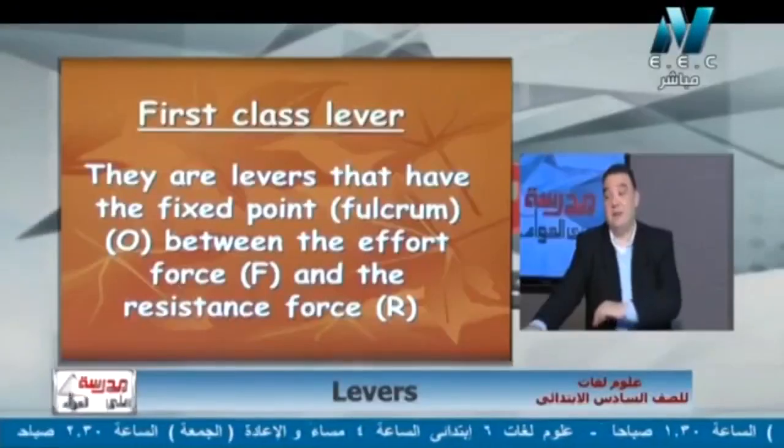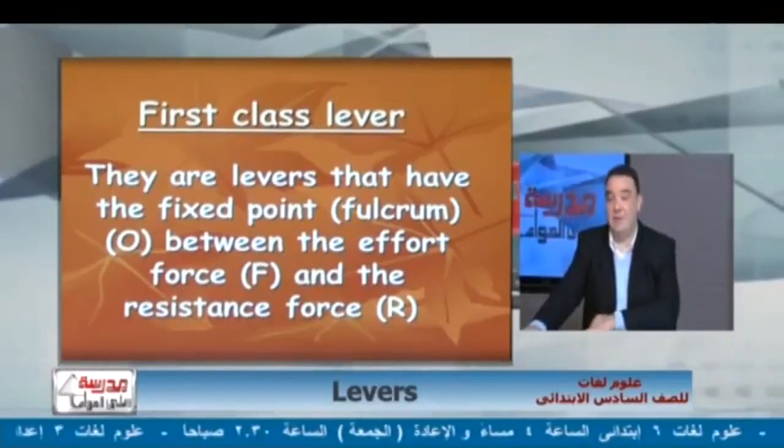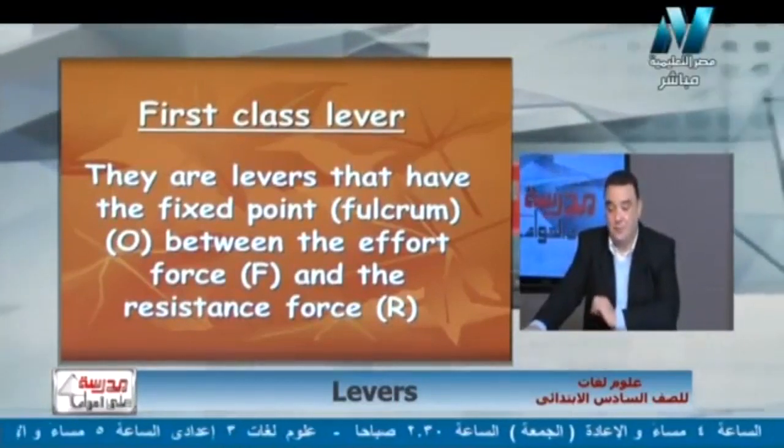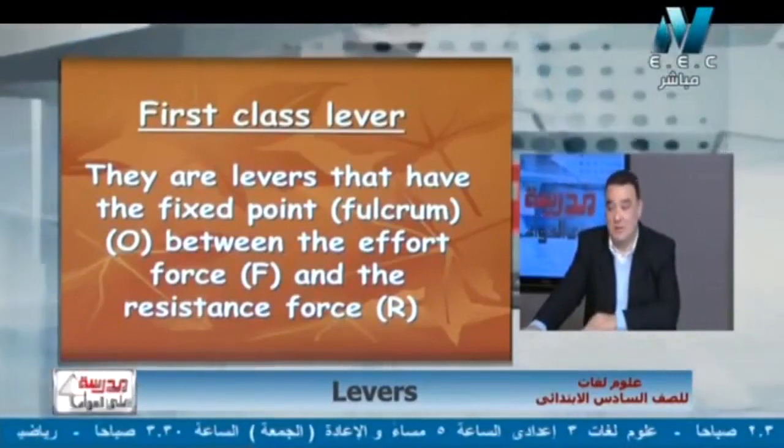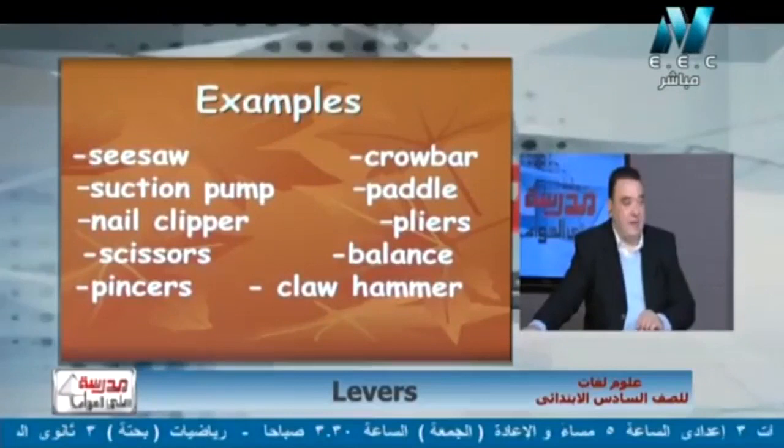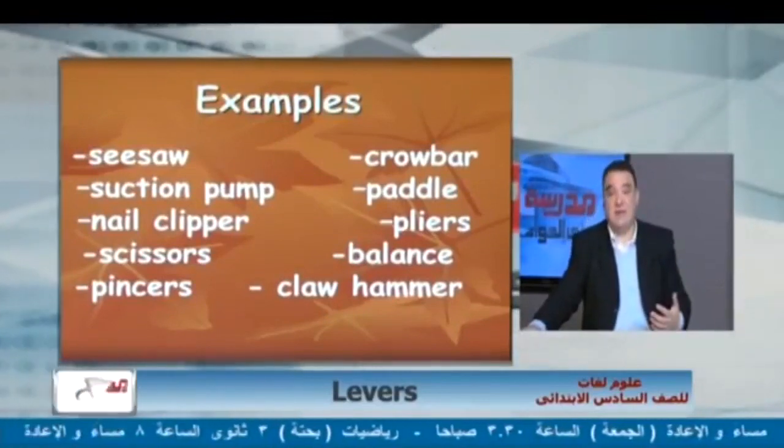So now let's practice this important point in our lesson today. Let's practice determining the type of lever: first, second, third lever. First class levers are levers that have the fixed point, the fulcrum O, between the effort force F and the resistance force. So now let's have examples of first class lever. We have many examples in our daily life.